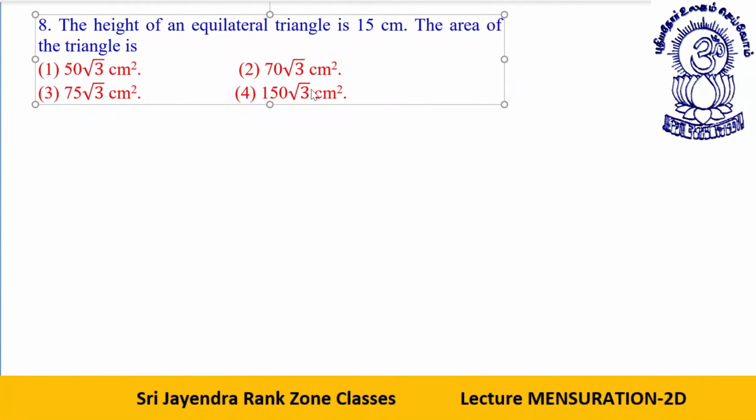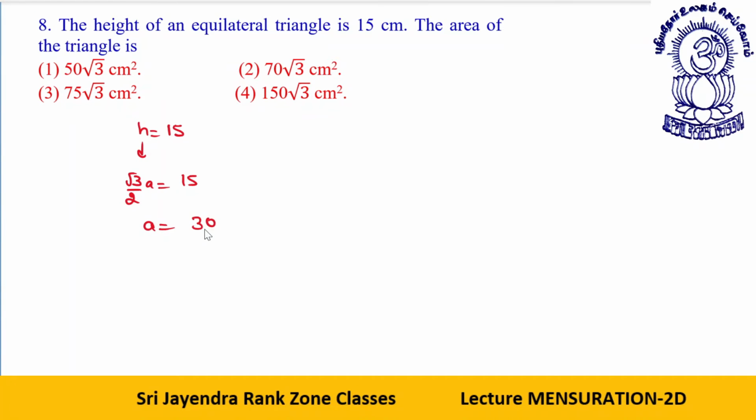Height of an equilateral triangle is h = 15. What is h? h is equal to root 3 by 2 a. This is 15, so a comes out to be 30 upon root 3, or a is actually 10 root 3.